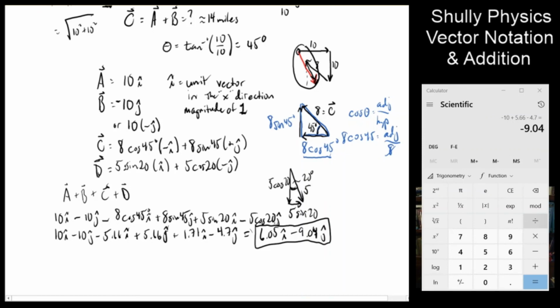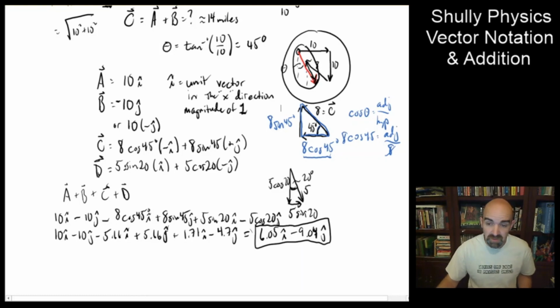And then you can take the inverse tangent. This is the y component, so you can take the inverse tangent of 9.04 over 6.05, and that would reveal the angle. That'll give you an angle for your new vector. So some kind of complicated vector system can be simplified by taking the components of those strange angled vectors and summing them up.